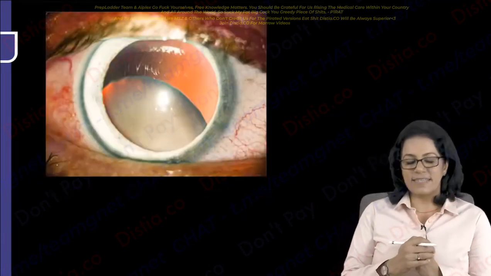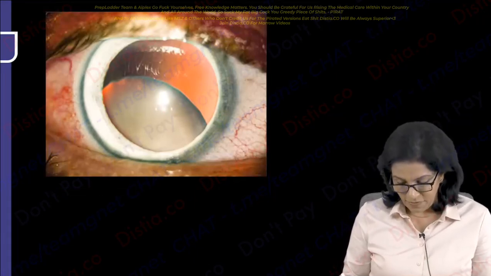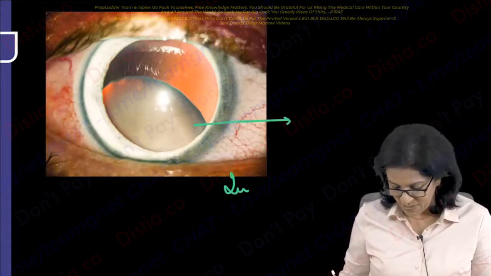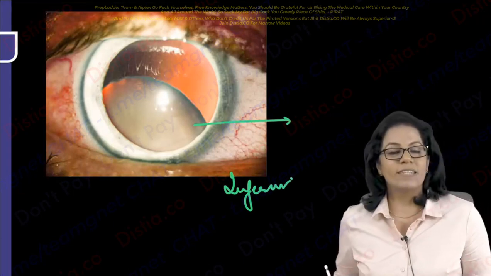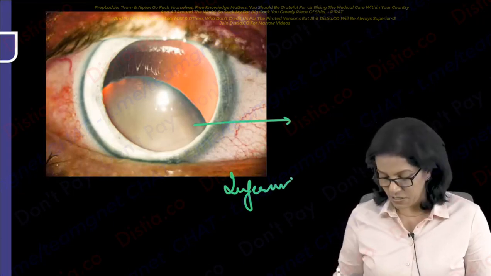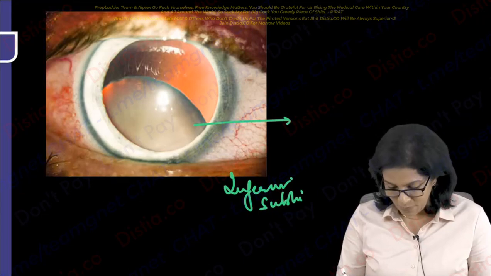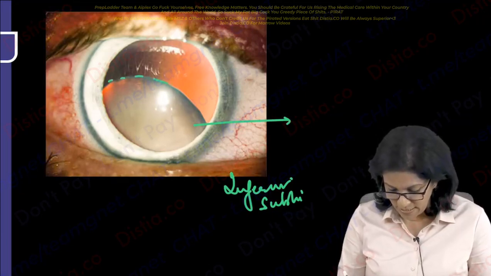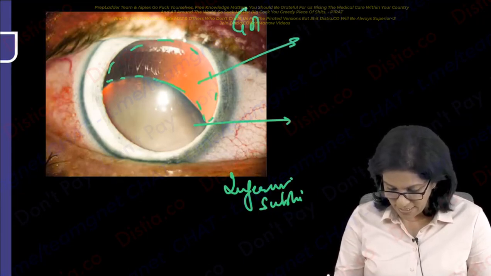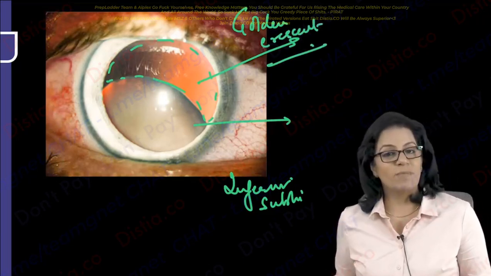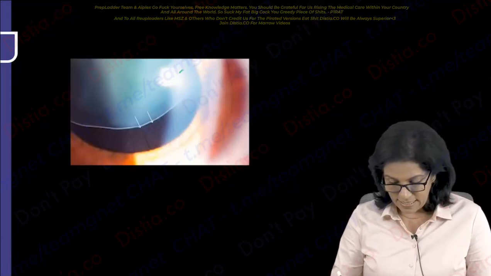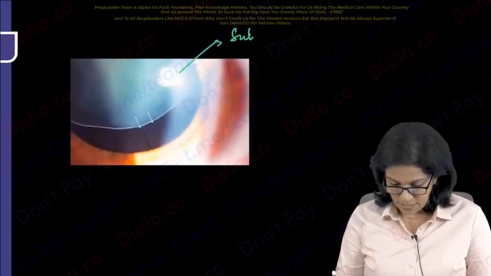Okay, so what are you looking at now? I can see an inferior subluxation of lens. So our next and the last topic in this chapter is subluxation. So I can see here the inferior subluxation of the lens. And what is this on the left is called golden crescent. This fundus that you can see, this becomes our golden crescent, which is a typical sign indicating subluxation. Okay. In this case, the subluxation is upwards.